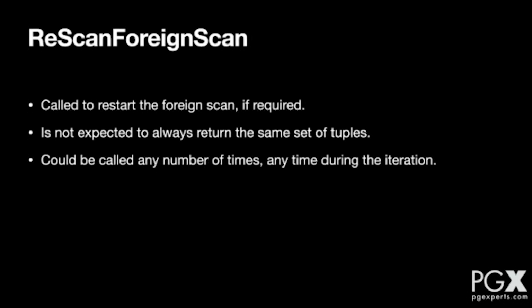You have to implement rescan foreign scan. And you may, out of nowhere, get called to say, do that over again, please. And it's up to you to reset any state you have to and do the foreign scan again. The good news is you don't have to return the exact same set of tuples. It's fine if the set of tuples changes from the ones returned earlier. That's expected by the executor. It's generally called 0 or 1 times, but it could be called any number of times. So you don't write any code that assumes you'll only get one call.